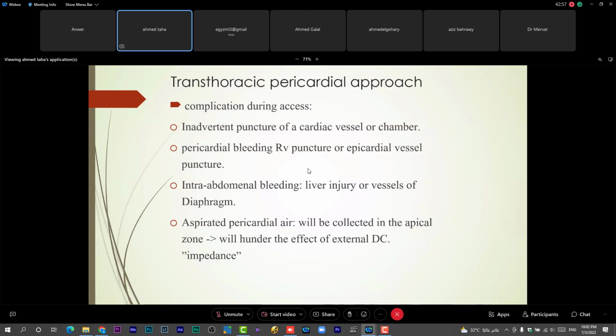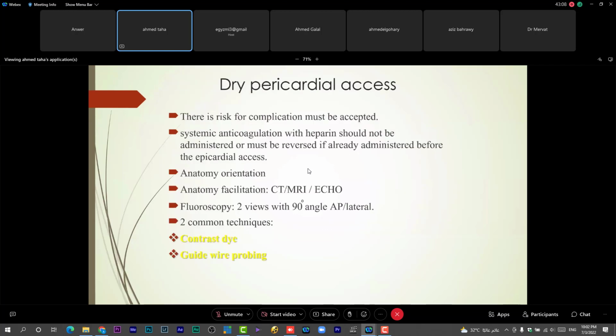Aspirated pericardial air will be connected by the zone itself, to avoid the effect on external DC shock if you get much air inside, if the patient develops VF or something like that. So what is the dry pericardial access?